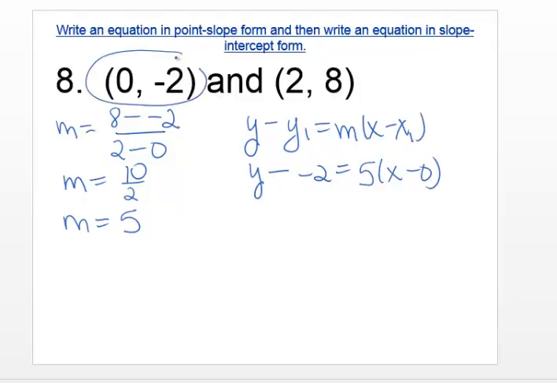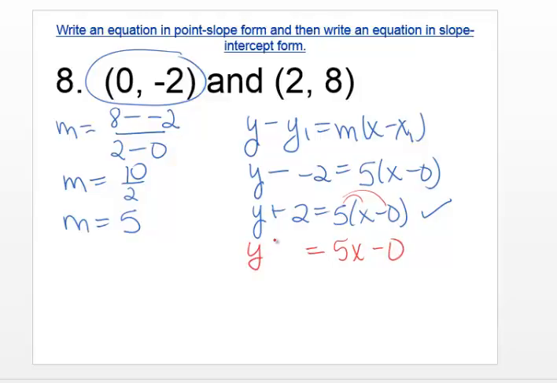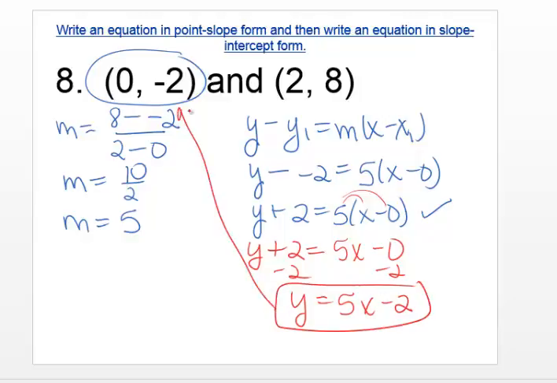Again, I'm using this ordered pair, not the other one. You could use the other ordered pair as well. y plus 2 equals 5 times x minus 0. This is point slope form. Slope intercept form is y plus 2 equals 5x minus 0. Subtract 2 from both sides. We end up with y equals 5x minus 2. Now notice I could have come up with this answer right away if I would have recognized that was a y-intercept. This is my b value from the previous day's work.